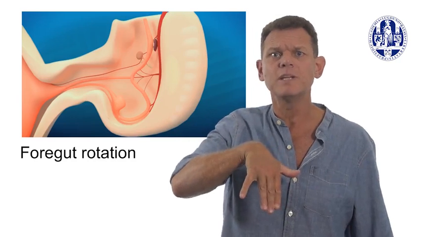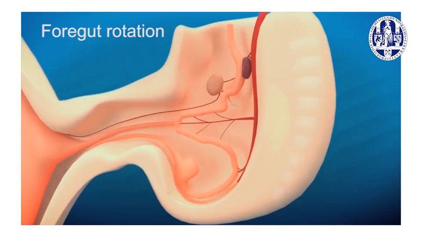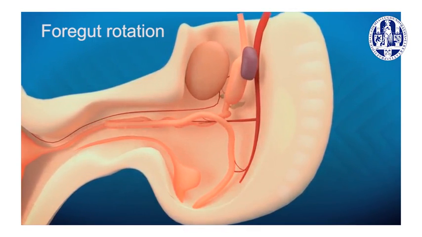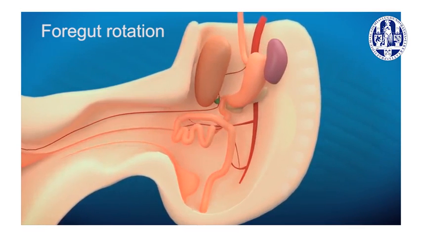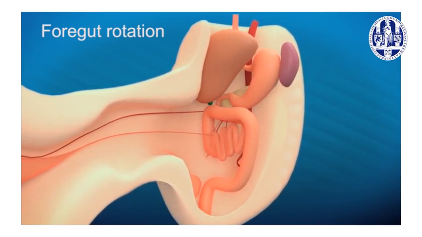Clockwise rotation will displace the ventral mesentery to the right side. As the liver and gallbladder grow in between the layers of the ventral mesentery, they too become localized to the right hand side. Growth of the liver adds to the displacement of the future stomach to the left side.